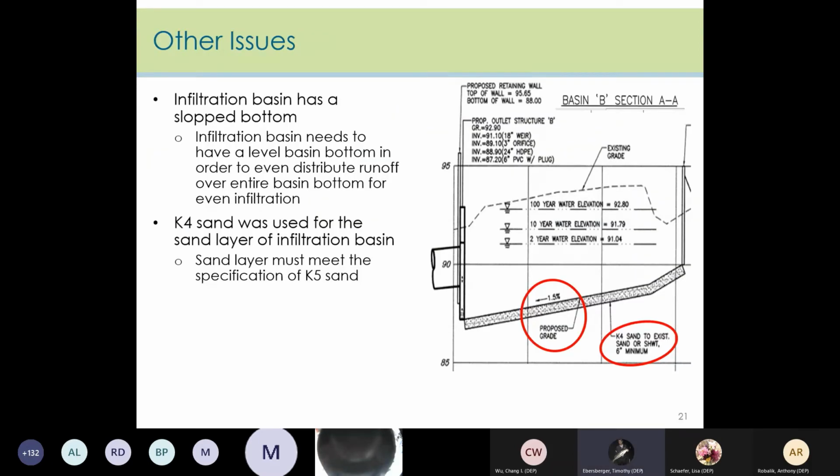There are 2 other issues that were observed in the design of this basin. The basin was designed to have a 1.5% slope on the bottom. However, the BMP manual for infiltration basins requires the bottom to be level, no slope. The slope is one of the reasons that the basin has about 1 foot of standing water at one end and a soil bottom shown on the other end. The second issue is the sand layer. The soil required to be used for the sand layer must be K5 sand, but the design calls for K4 sand. This error was missed by the review engineer.